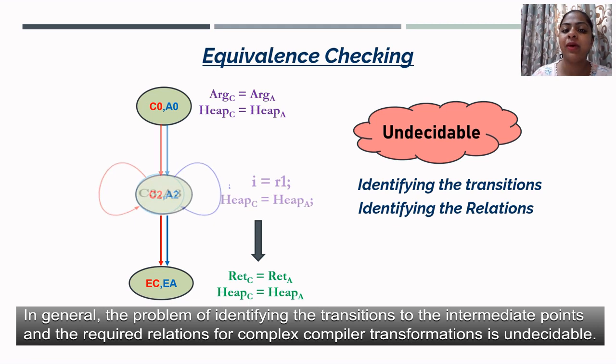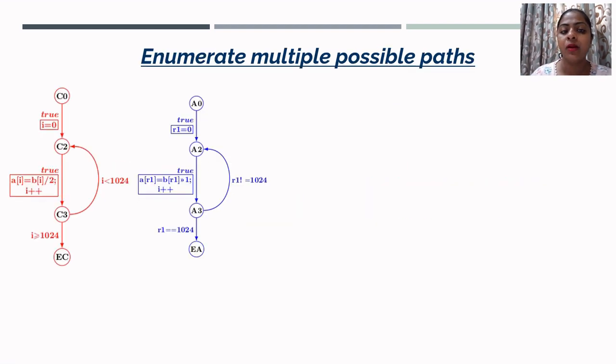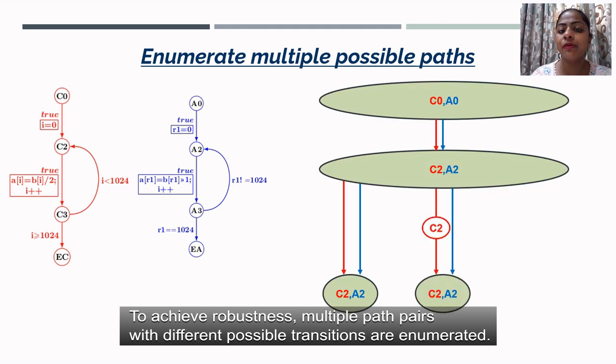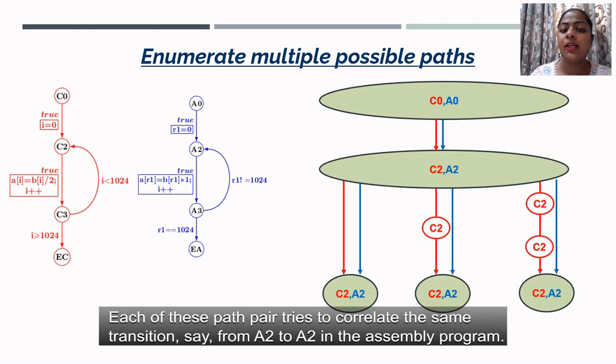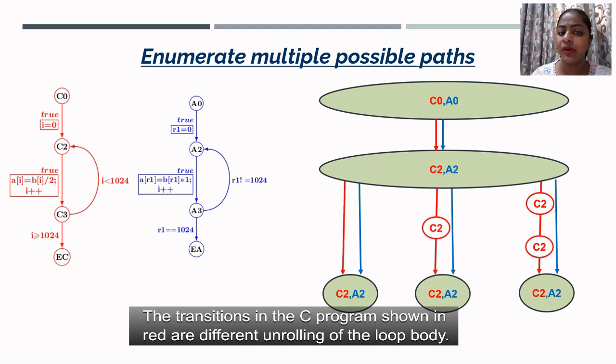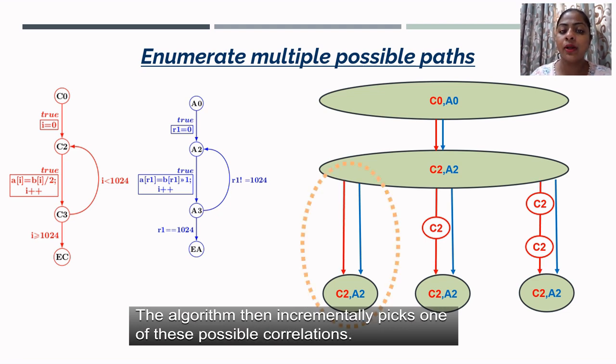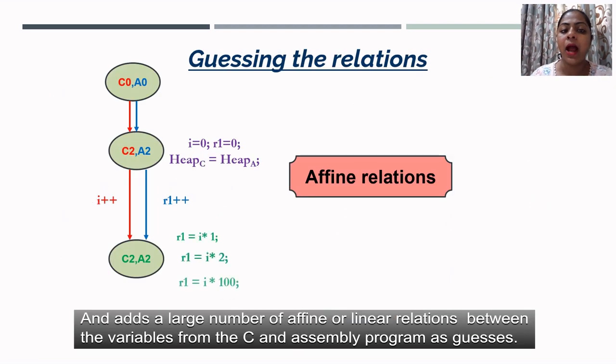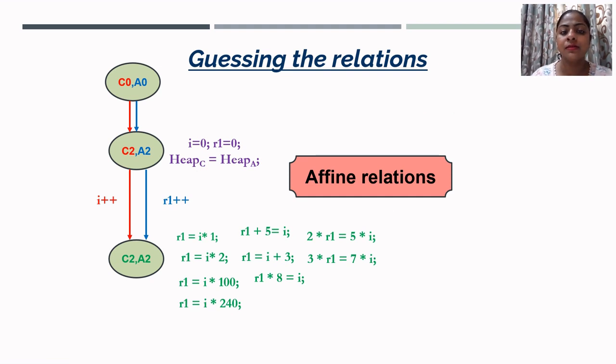Now, in general, the problem of identifying the transition to the intermediate point and the required relations for complex compiler transformations is undecidable. To achieve robustness, multiple path pairs for different possible transitions are enumerated. Each of these path pairs tries to correlate the same transition, say from A2 to A2 in the assembly program. The transitions in the C program shown in red are different unrollings of the loop body. The algorithm then incrementally picks one of these possible correlations and adds a large number of affine or linear relations between the variables from the C and assembly program as guesses.